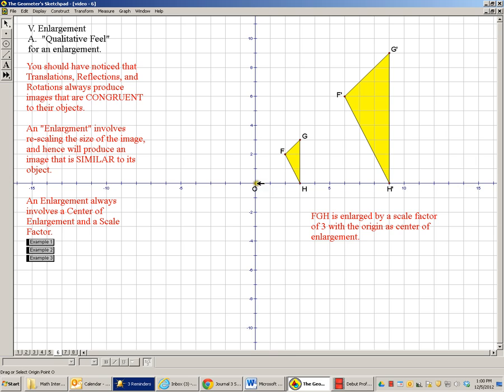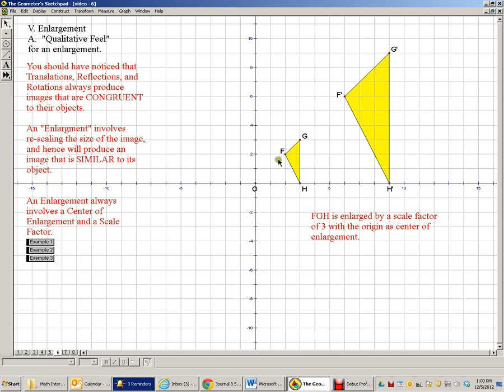Notice that O is the center. Notice that the distance from O to H is a distance of 1, 2, 3. Okay? The distance from O to H prime is 9. It's 3 times as far away. So that's where the scale factor comes from, we scaled it up by 3. The distance from O to H prime is 3 times as much as the distance from O to H. This is going to be true of the other points as well.